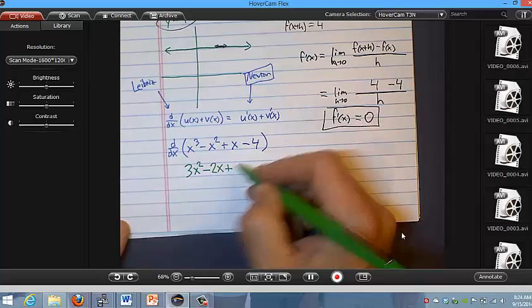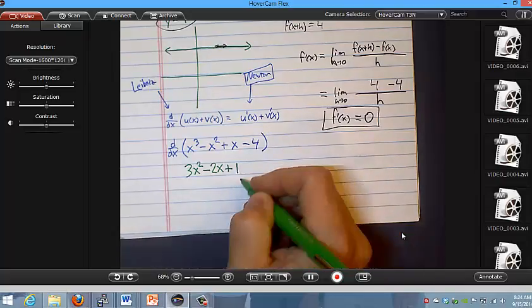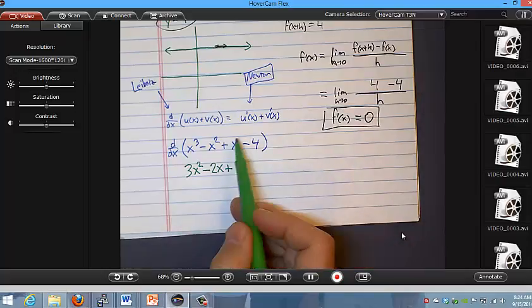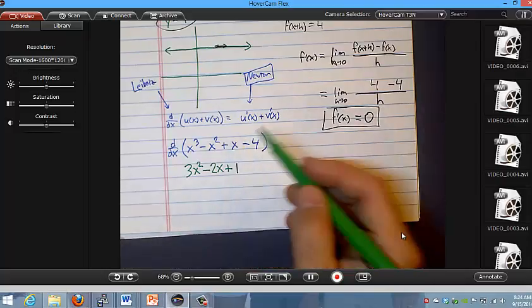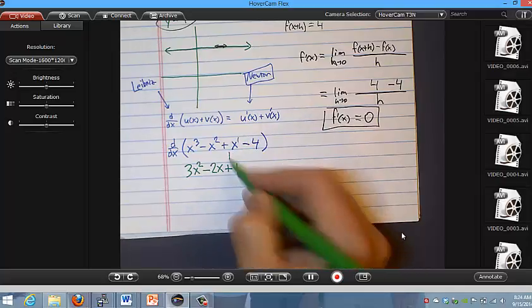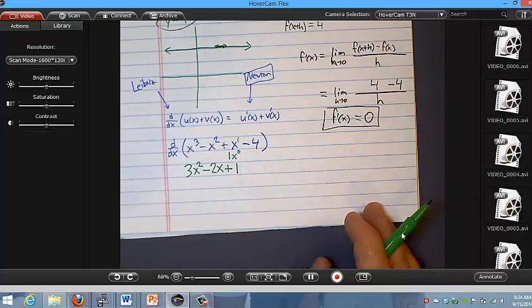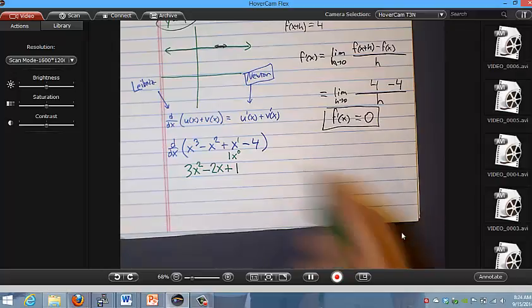Plus, this may be tricky to some of you. What's the derivative of x? 1. Why is it 1? Well, because automatically, what's the exponent that's up there? A 1. So bing, you bring it down. And then bing, you get x to the 0 power. But what's anything to the 0 power? 1. So that works. That's nice.